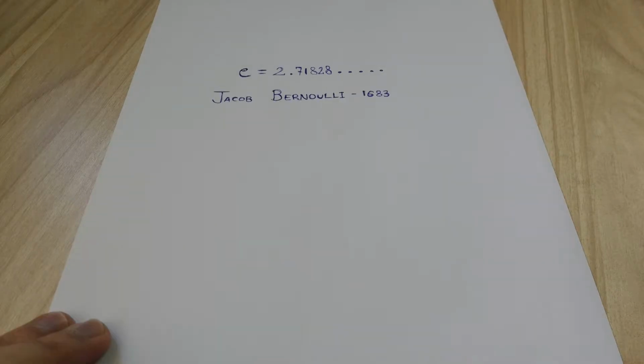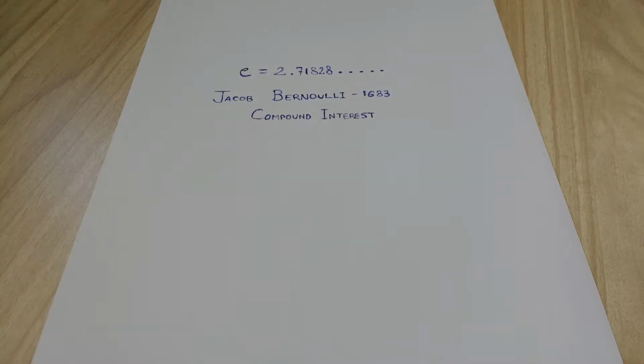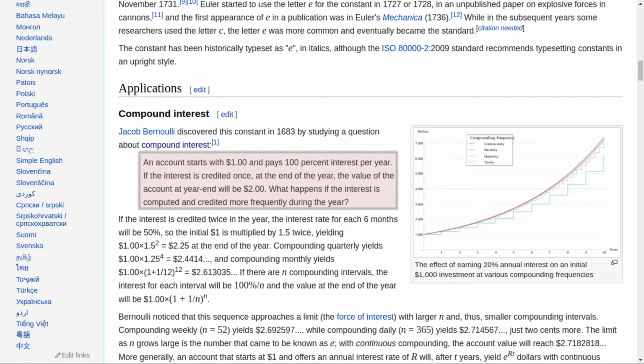Euler's number is an irrational number, which equals 2.71828 and so on. It never ends. Jacob Bernoulli in 1683 discovered this number while studying a question on compound interest. An account starts at $1 and pays 100% interest per year. If interest is credited once at the end of the year, value of the account at end of the year will be $2. What happens if interest is credited more frequently during the year?